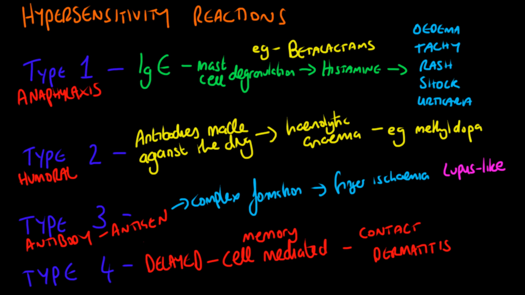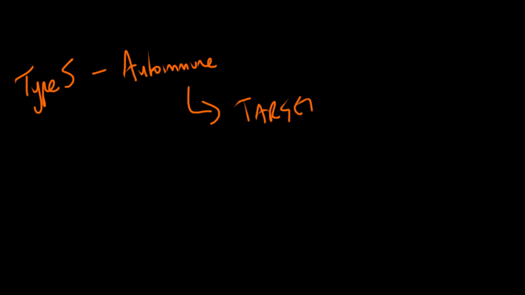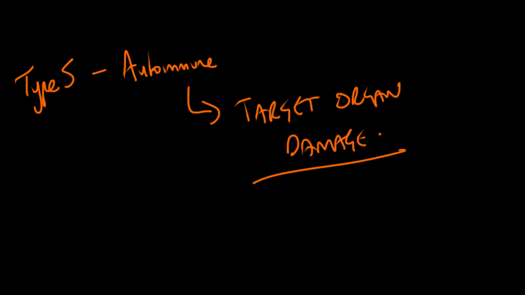The last one to mention is type 5, which is an autoimmune condition. So basically autoimmune conditions can lead to complex formation, which gives essentially target organ damage. The important thing to realise about type 5 is that it is the one that is not induced by drugs. This is an autoimmune problem.